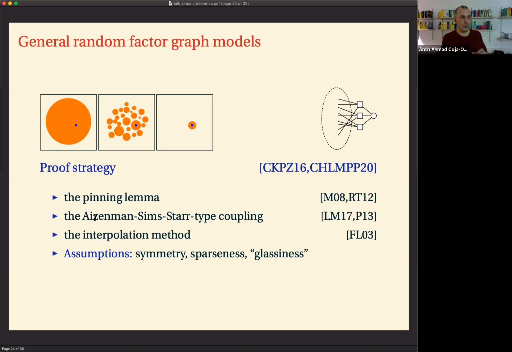And then we use two, again, fairly conceptual, fairly abstract tools that are close in spirit to the physics calculations, namely the Aizenman-Sims-Starr scheme and the interpolation method. The Aizenman-Sims-Starr scheme is very close to the physics way of thinking about these problems, which is why I like it a lot. It gets a bit subtle because the coupling arguments required by this technique get pretty delicate, but it's conceptually quite close to the idea of putting the physics calculations effectively on rigorous tracks.